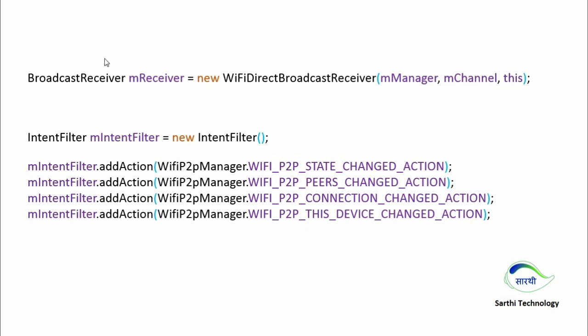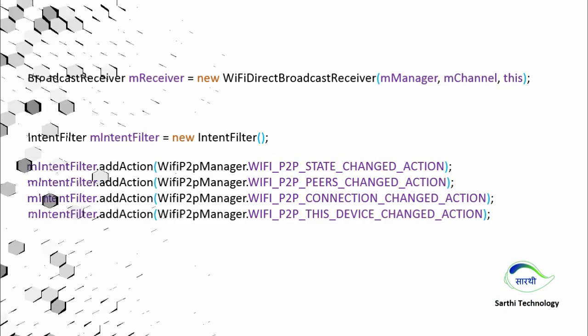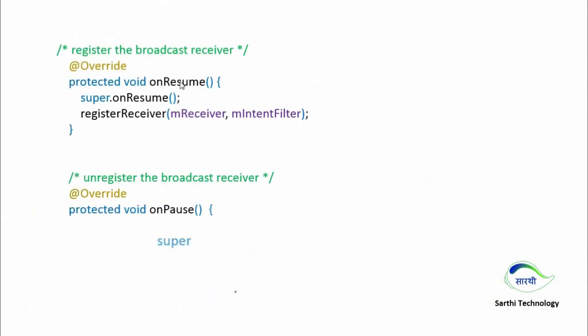So now we have the broadcast receiver and the intent filter, and using these two we can register and unregister the receiver. To register the broadcast, we will use onResume, and here registerReceiver with mReceiver and mIntentFilter. The same for unregister, we will use onPause and unregisterReceiver with mReceiver.